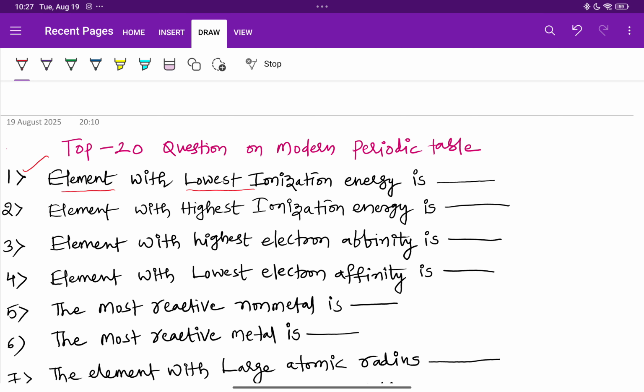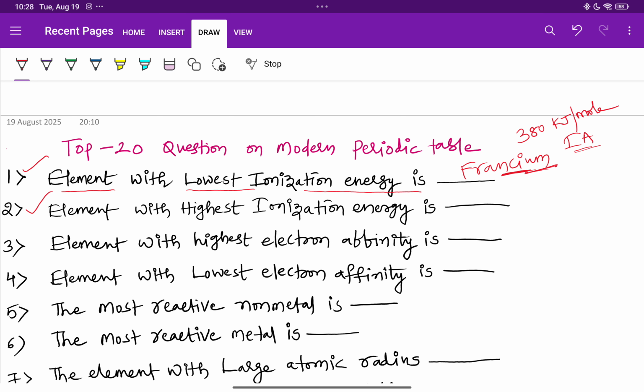Element with the lowest ionization energy is francium. In the modern periodic table, the element which has a very low ionization energy, that is francium, belongs to the first A group elements, alkali metals. And here the ionization energy of francium is just 380 kilojoule per mole.